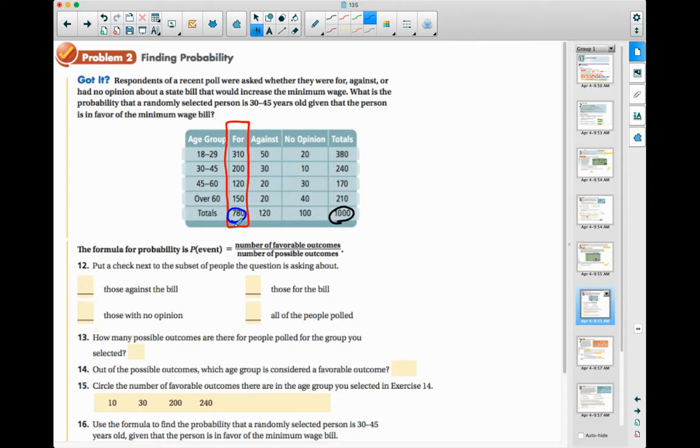So let's answer some questions here. The formula for the probability of the event is the number of favorable outcomes over the total possible outcomes. Put a check in the box for the subset of people the question is asking about. They are asking about those for the bill. How many possible total outcomes are there for people polled for the group you selected? As we already said, 780. So out of the possible outcomes, which age group is considered the favorable outcome? Our favorable outcome is 30 to 45. How many people are in that? 200.